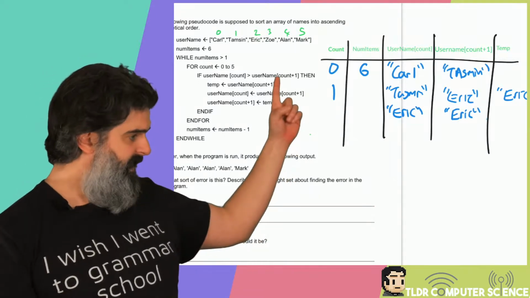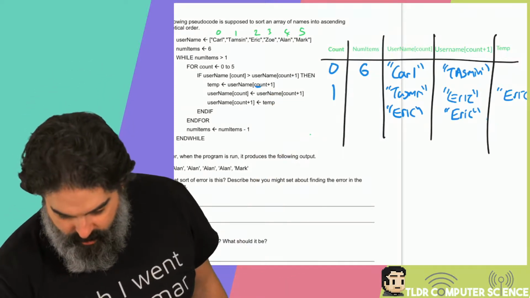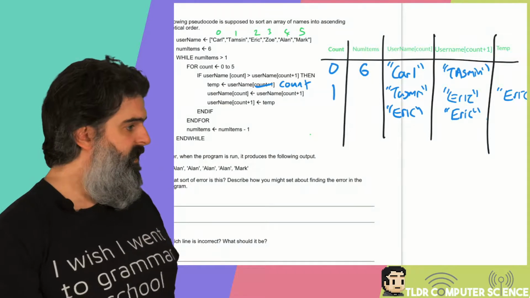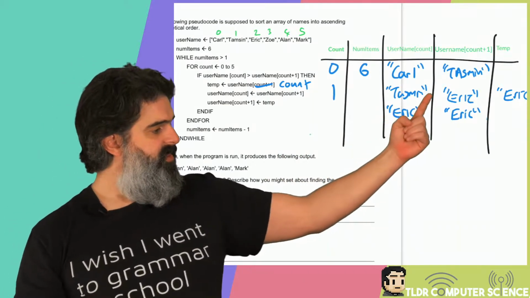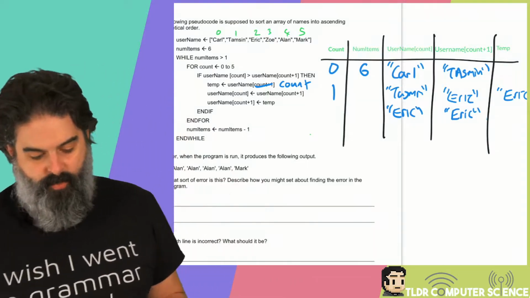The way to fix it is you should temporarily store count rather than count plus 1. So in temporary here, that should actually store Tasmin, and over here, you'd actually come back with Tasmin there. What kind of error is it?